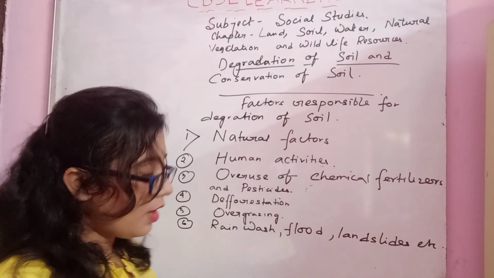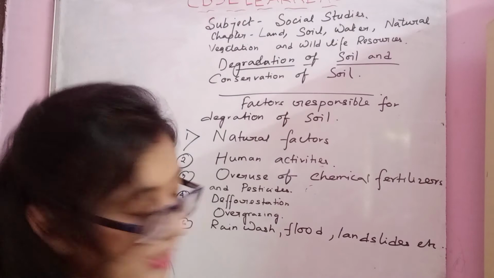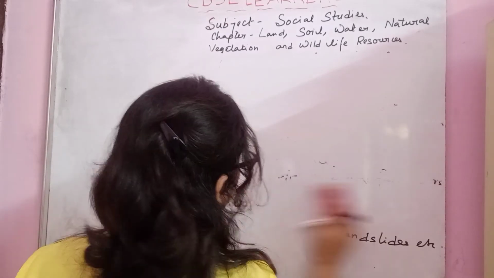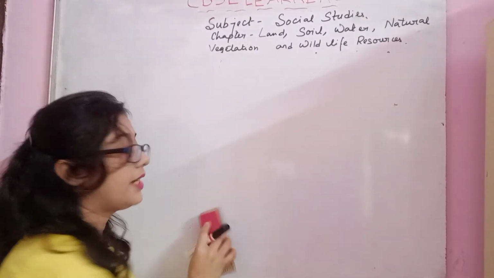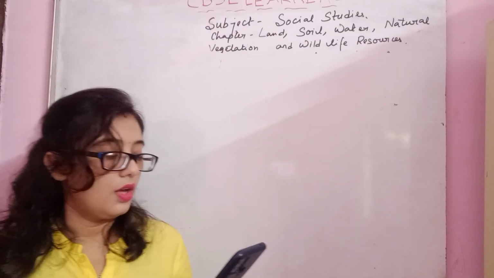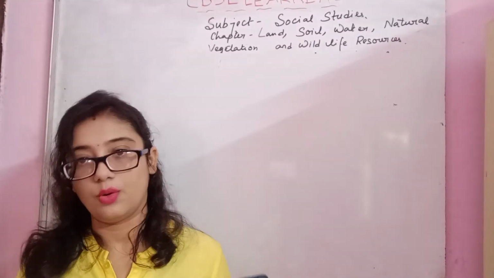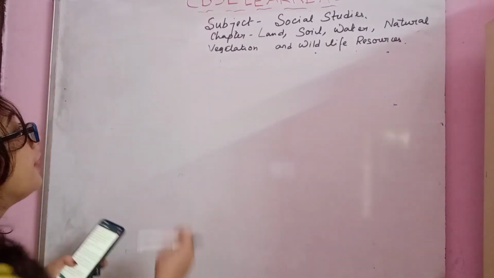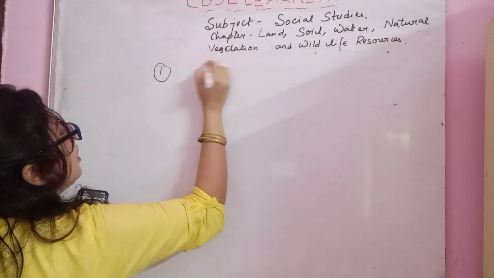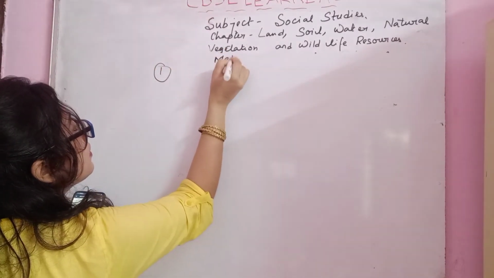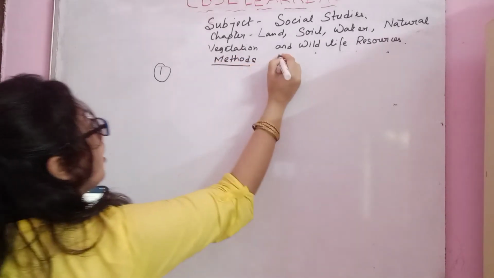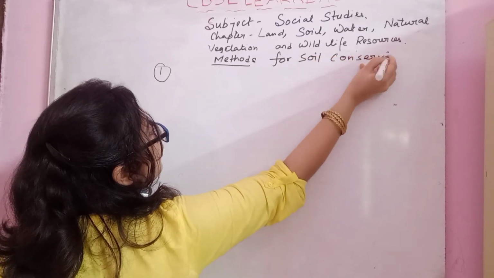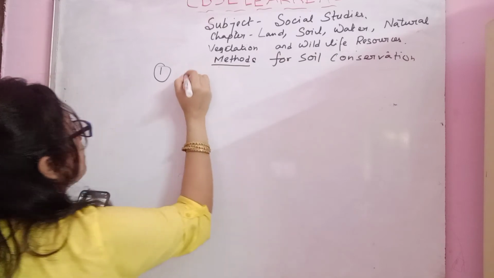Next comes the conservation of soil. Now how to conserve soil? I hope you are following the book along with me. So take out your books definitely if you have them. Some methods of soil conservation are listed below. Number one is mulching. These are the methods for soil conservation. The first one is mulching.